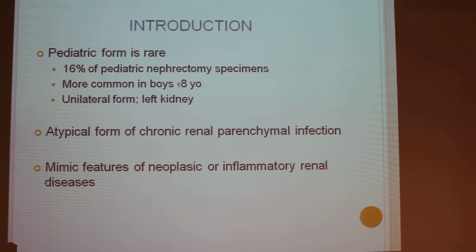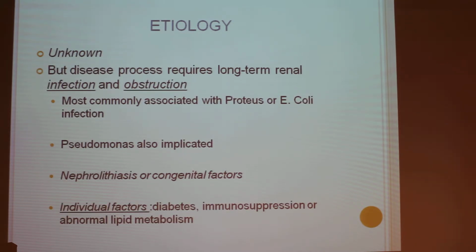It represents 16% of pediatric nephrectomy specimens. It's more common in boys, and it's more frequent on the left kidney. It's an atypical form of chronic renal parenchyma infection, and it mimics features of neoplastic or inflammatory renal disease. The etiology is unclear, but the disease process requires long-term renal infection and obstruction. Most commonly it is associated with Proteus and E. coli infection.